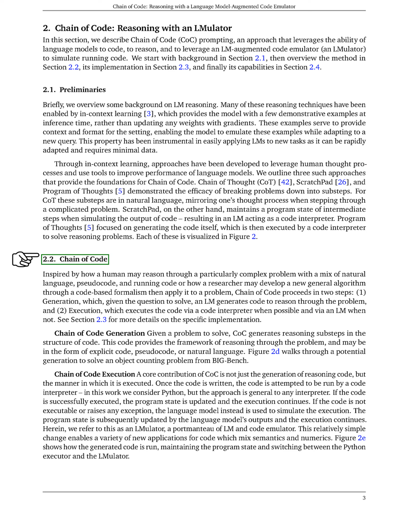Now, let's talk about our chain of code. It's inspired by how we humans solve complex problems using a mix of natural language, pseudocode, and running code, or how a researcher might develop a new general algorithm through a code-based formalism and then apply it to a problem. The chain of code has two steps. 1. Generation, where the LM generates code to reason through the problem given the question to solve, and 2. Execution, where the code is run by a code interpreter when possible and by an LM when not.